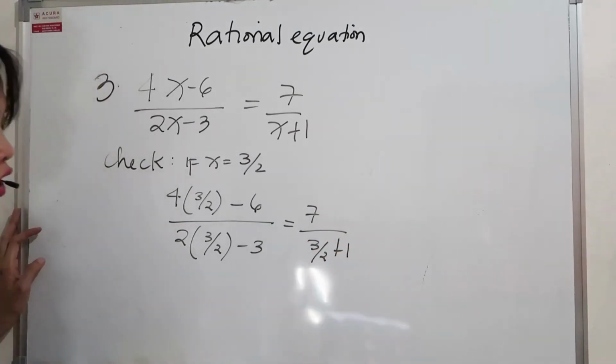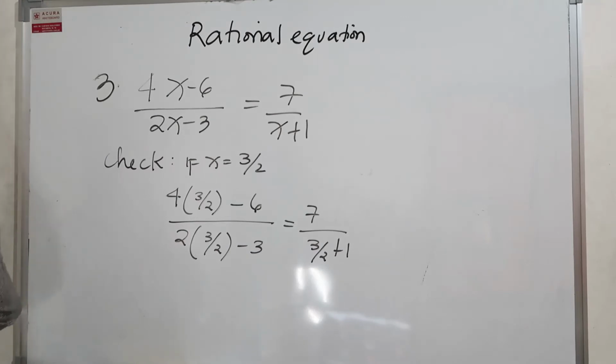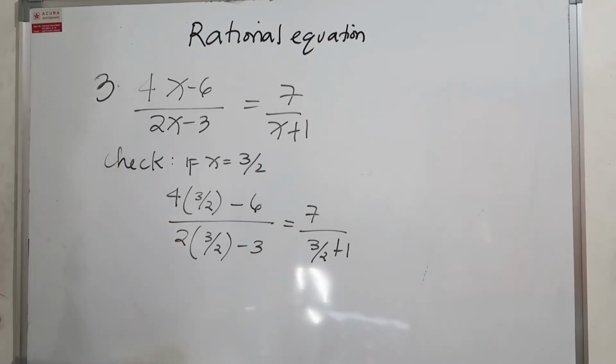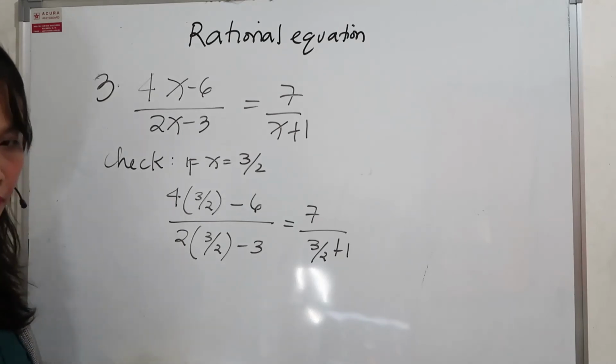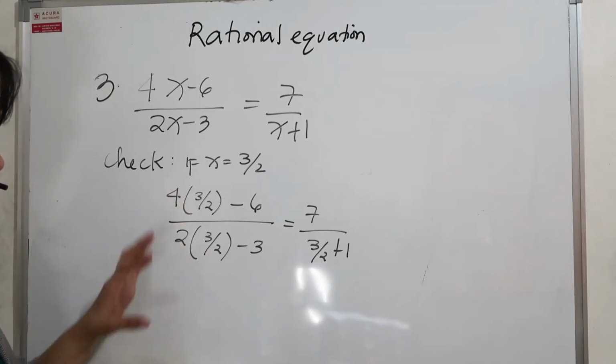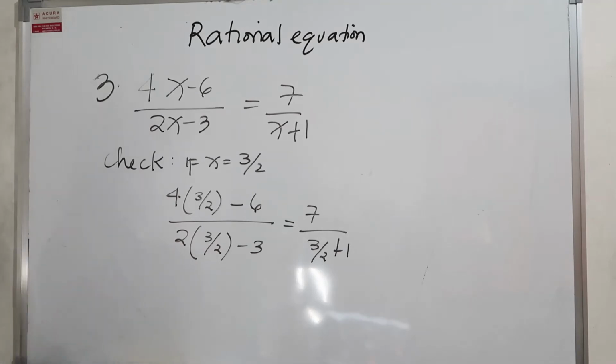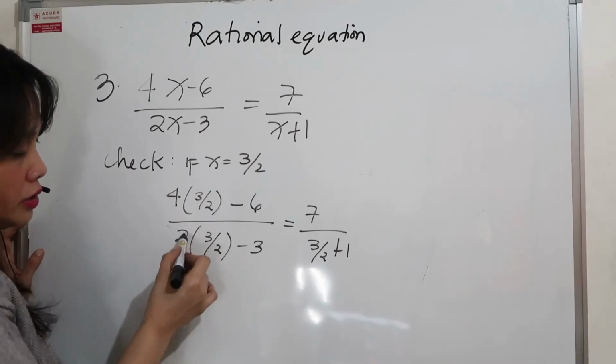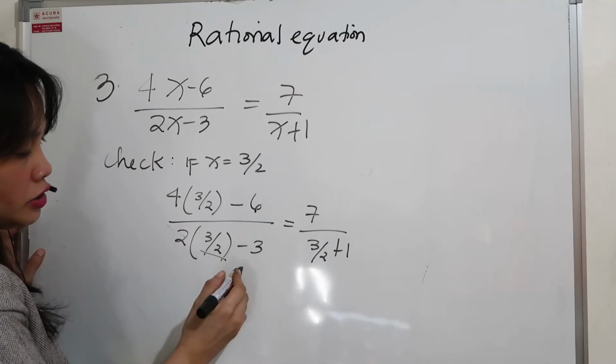What have you noticed upon checking? Try to examine. In here, 2 multiplied by 3 halves, if you cancel out 2 and 2, that will become 3 minus 3. So your denominator will become 0.